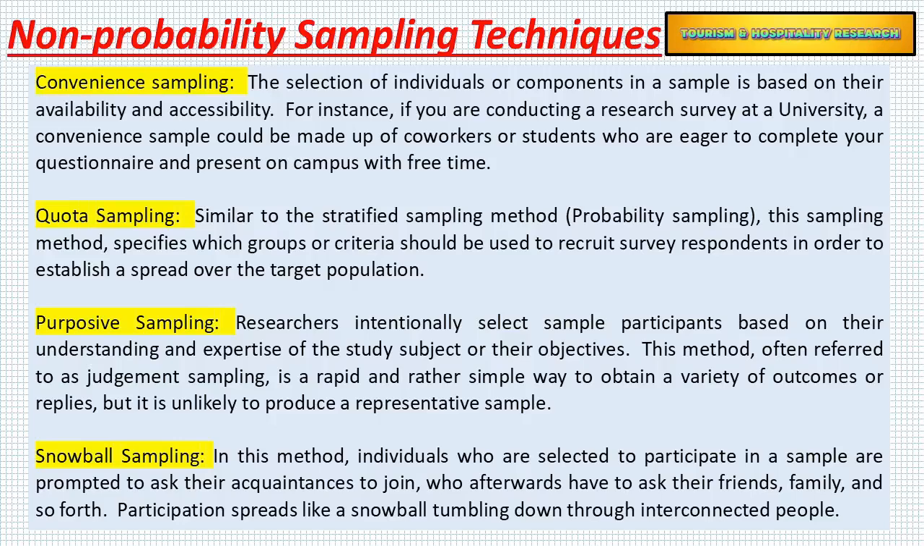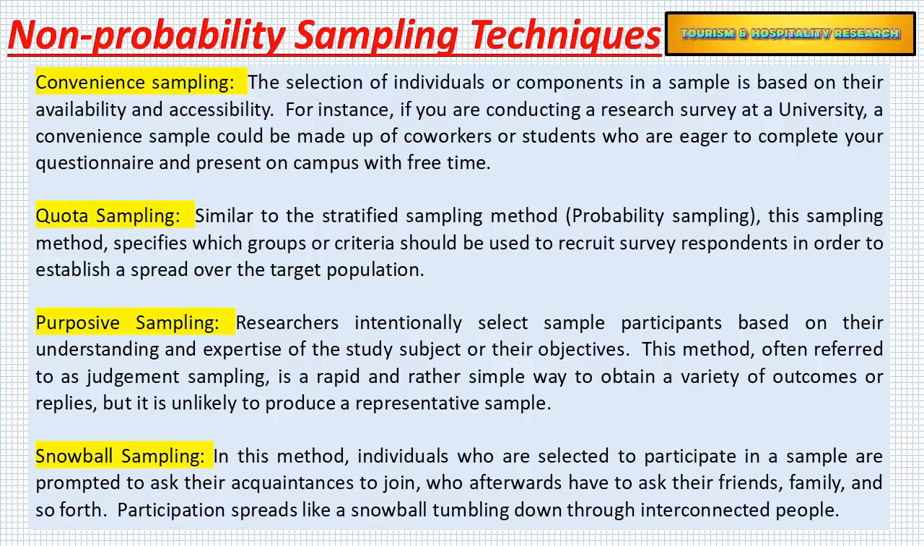Researchers intentionally select sample participants based on their understanding and expertise of the study's subjects or their objectives. This method, often referred to as judgment sampling, is a rapid and rather simple way to obtain a variety of outcomes or replies, but it is unlikely to produce a representative sample. Why so? Because in purposive sampling, researchers intentionally decide to select the respondents based on certain criteria, which might be able to fill up what he requires for his study.